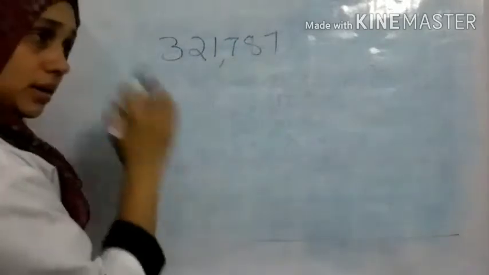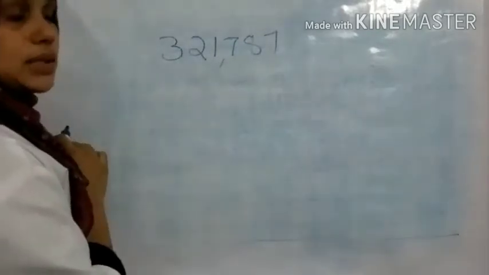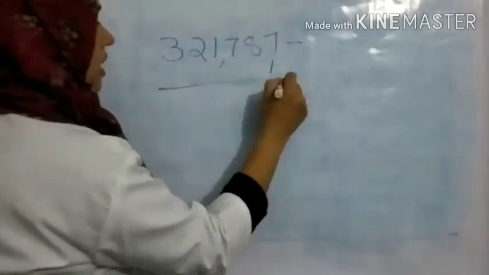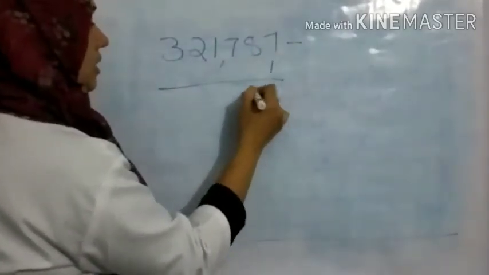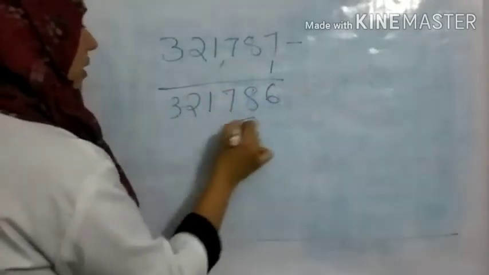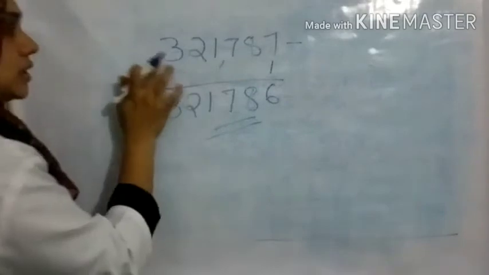3,21,787. How can we get the predecessor? By subtracting 1, we can get 3,21,786. This is the predecessor of this number.